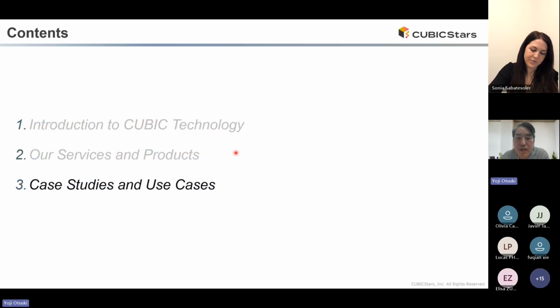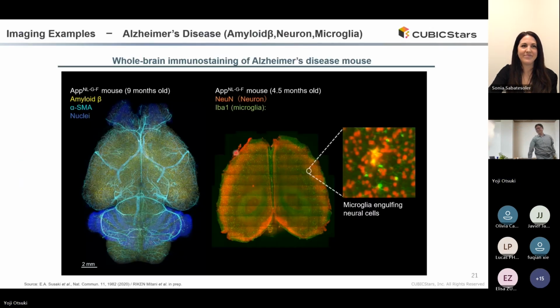Okay, then finally, we will show some practical examples of how CUBIC has been applied in real research contexts, including CNS disorders, tumors, and organoids. And I will hand it over to Etsuo, and he will share his work in academia. Okay. All right, thank you, Yoji.